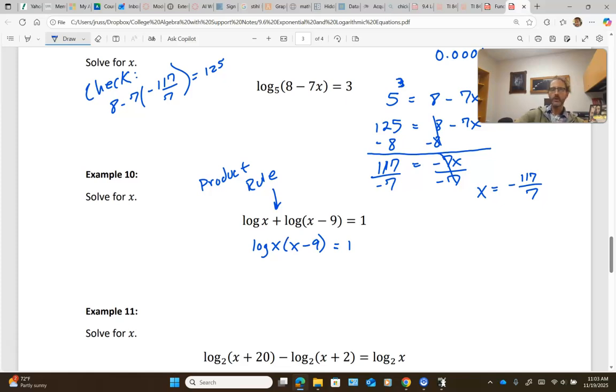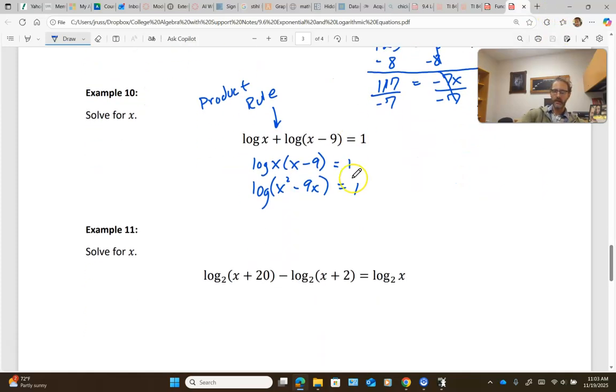Now what I could do next, before I exponentiate, because see, I do now have just one logarithm, what I will go ahead and do, though, is distribute this x through here. And so if I do that, I have the common logarithm of x squared minus 9x, and that's my argument. And then this is equal to 1 again.